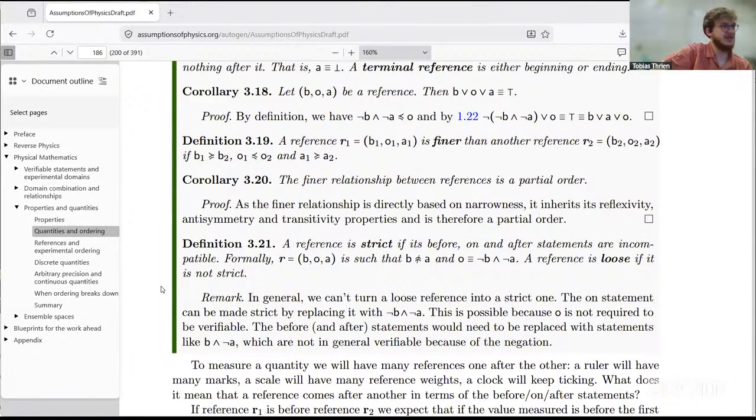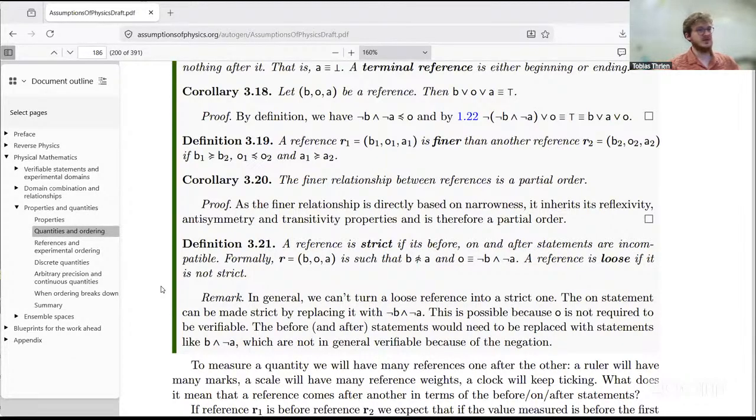A reference is strict if its before, on, and after statements are incompatible. Formally, we have this tuple such that B and A are incompatible, and on is exactly not before and not after. Otherwise, we call it loose. Remark: in general, we can turn a loose reference into a strict one. The on statement can be made strict by replacing it, by definition, with not A and not B.